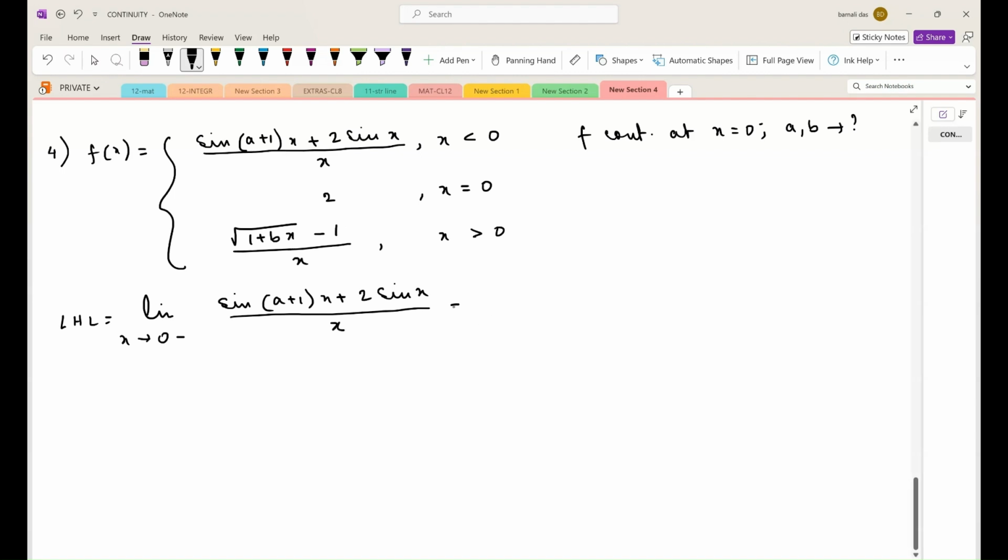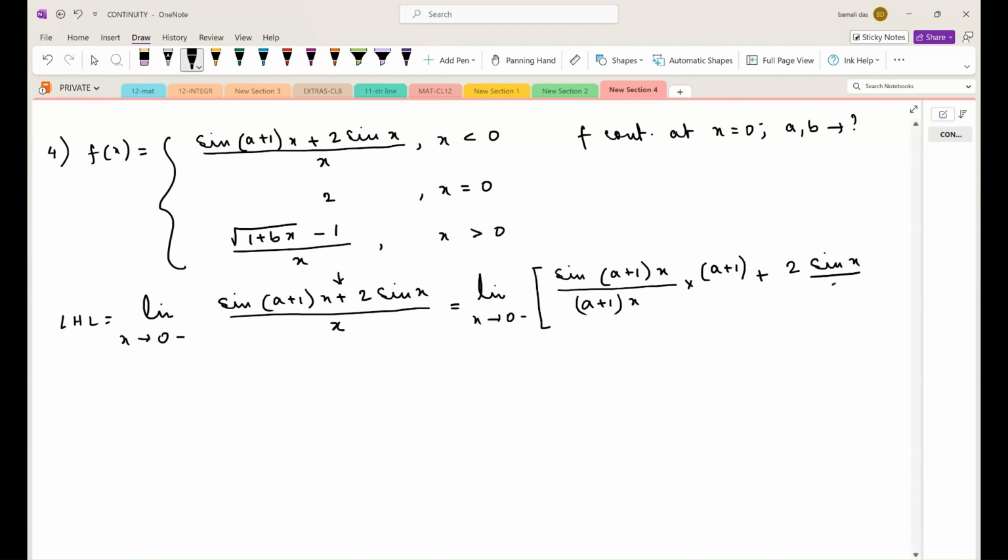So I split it from here. Limit x tends to 0 minus. So this is sin(a+1)x. In order to apply the standard limit formula, I need (a+1)x here, but there is no a+1 here, so I adjust it. So that's the first part, and the second part is 2 sin x by x.